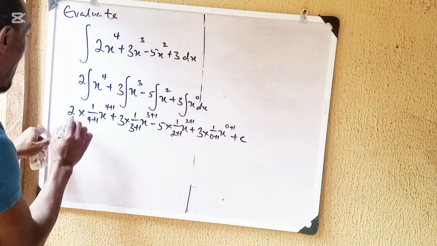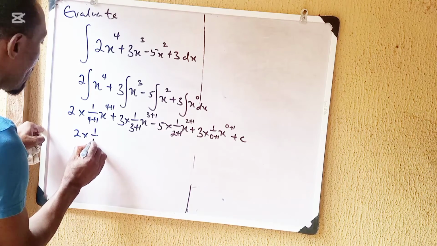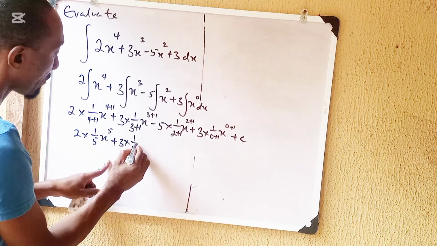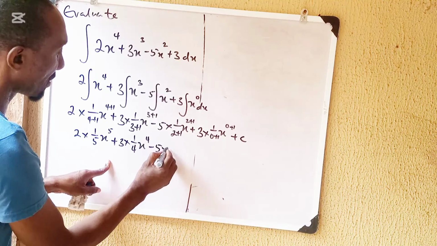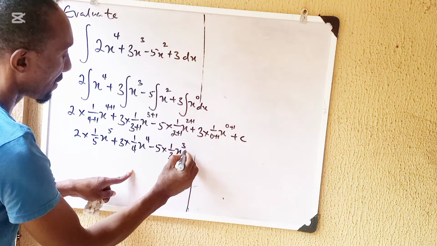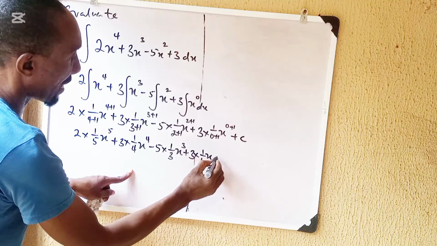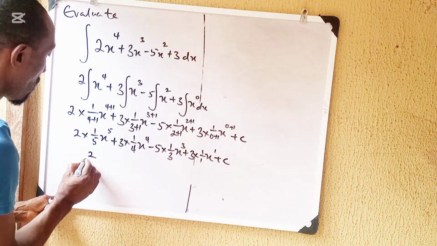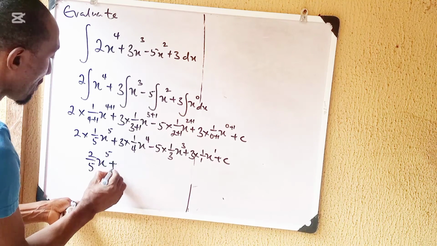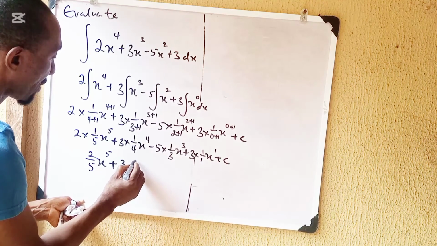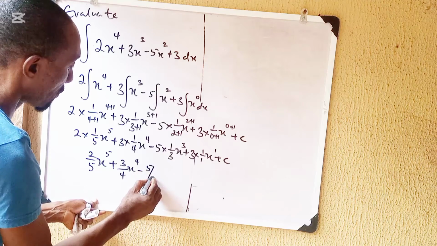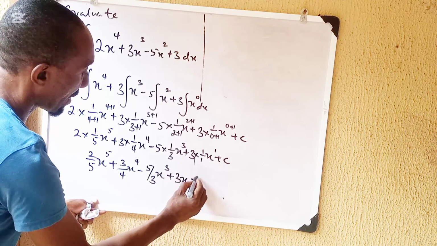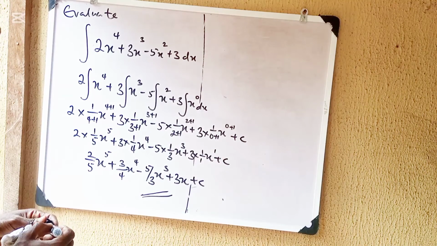Okay, so here I have 2 now multiplying 1 over 5 x to the power of 5, plus 3 multiplying 1 over 4 x to the power of 4, minus 5 multiplying 1 over 3 x to the power of 3, then plus 3 multiplying 1 over 1 x to the power of 1, plus c, which we can proceed and solve. 2 multiplying this gives us 2 over 5 x to the power of 5, plus 3 over 4 x to the power of 4, minus 5 over 3 x to the power of 3, then plus 3x to the power of 1, if you like, then plus c, and you have further integrated.